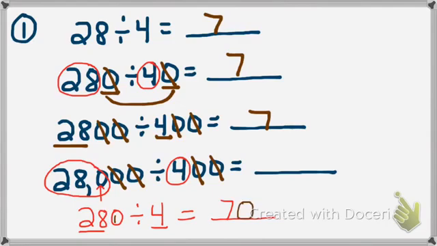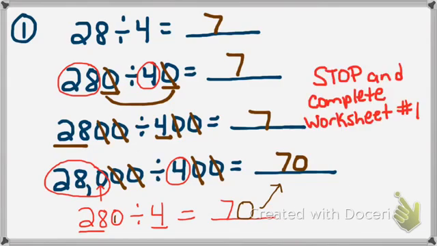So if there are partner zeros, you cross out the partners. But if there are no partner zeros left and you have an ending 0 in the dividend, that ending 0 can get tacked on at the end. So I'll take this answer and move it up to my answer line. 28,000 divided by 400 equals 70. Please stop the video and complete worksheet number 1 right now.